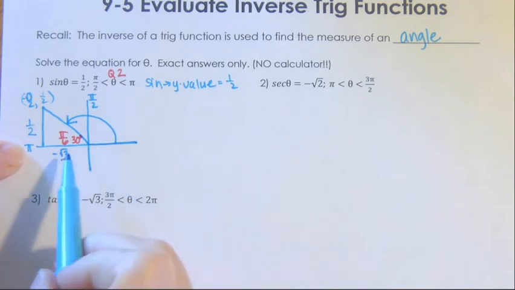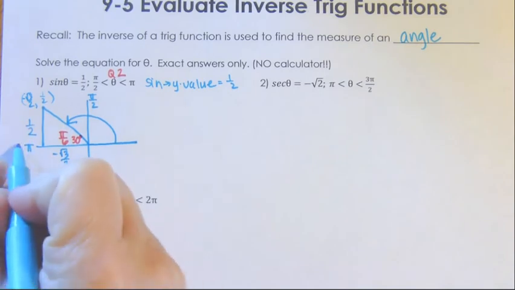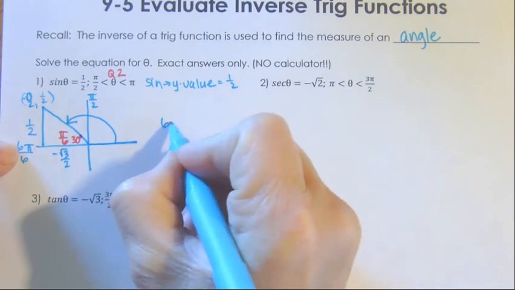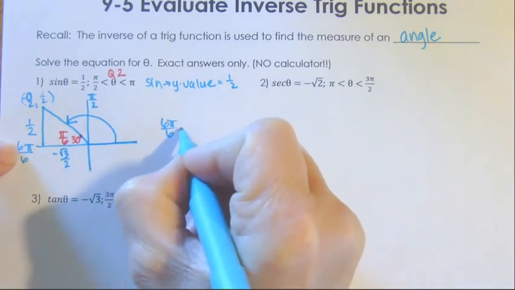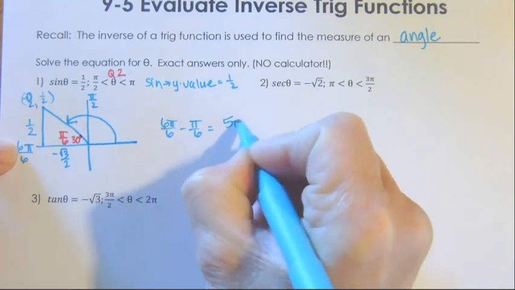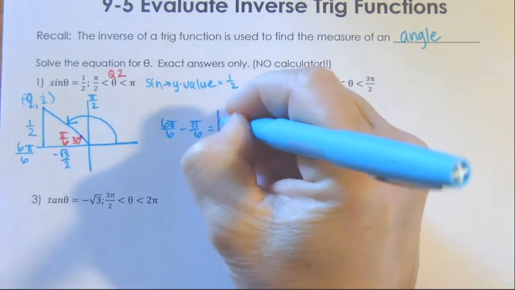Now, since we're dealing with pi over 6 as being a reference angle, I'm going to go ahead and change this pi to 6 pi over 6. So it doesn't quite make it there. It's a little bit smaller. So to get my theta, I'm going to do 6 pi over 6 minus pi over 6. And the angle for this answer is 5 pi over 6.